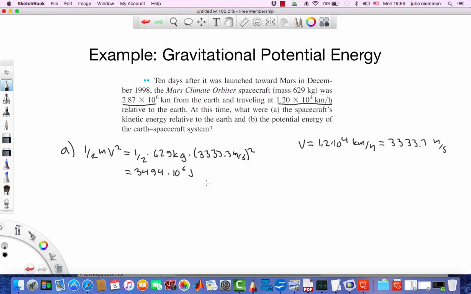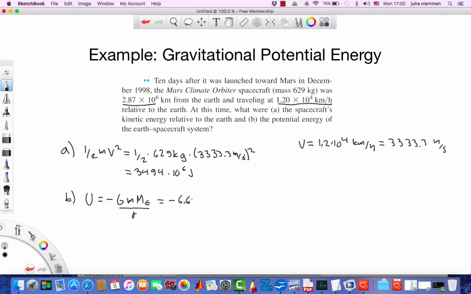And then B, the potential energy of the spacecraft-Earth system. Essentially, the gravitational potential energy of the spacecraft in the gravitational field of the Earth. So we know the expression for that is minus, always, G times m, and then the mass of the central body, Earth, divided by the distance. Be careful, not the square of the distance. That would be the gravitational force. We're talking about gravitational energy here. So we have only one r.